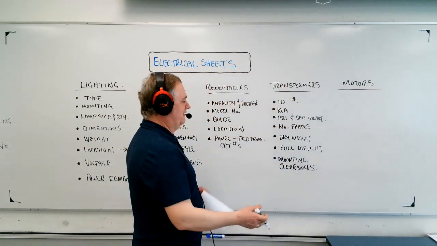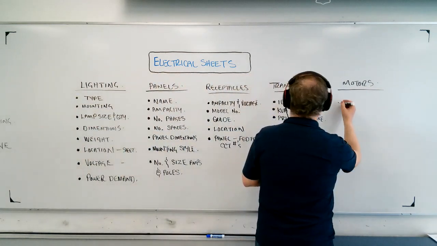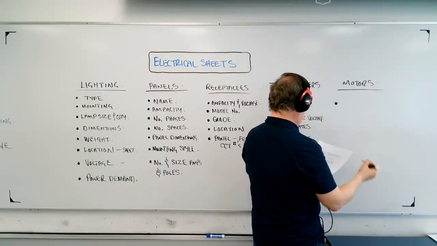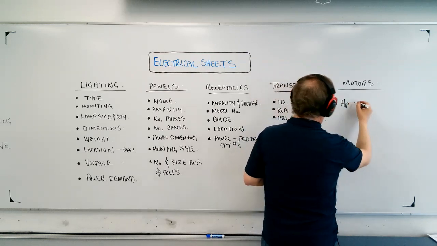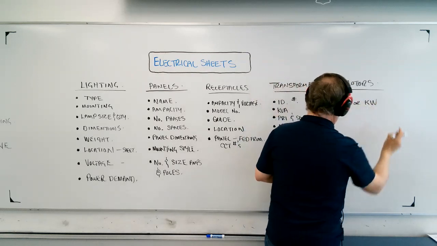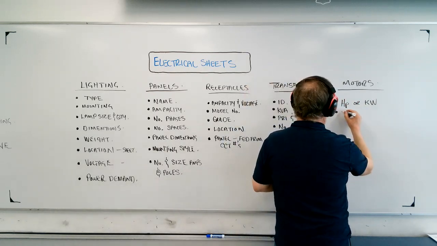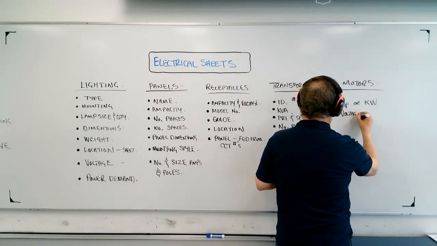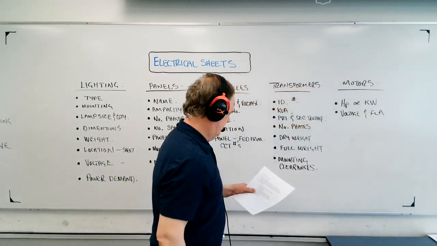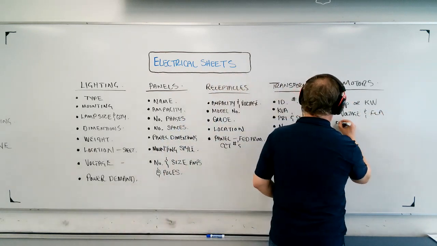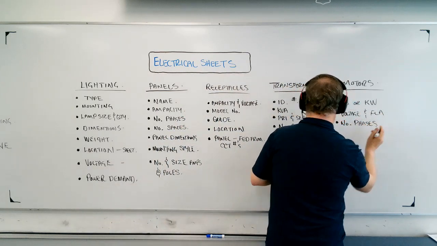Now, what about motors? You can see there's information that's specific and goes with the different types of machines. So now we're talking about motors, and first thing right up there, horsepower. What's the horsepower of the motor? Or the kilowatts, okay? Horsepower or the kilowatt output rating. And voltage. Voltage and FLA, so the full load amps. Number of phases.